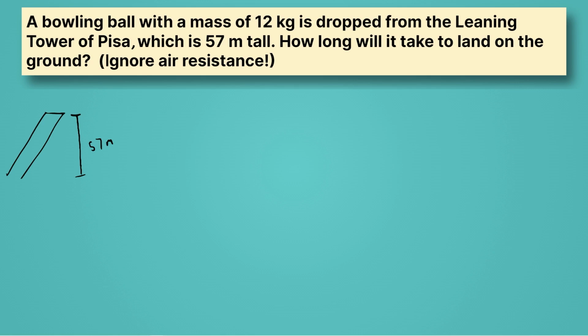Now, one key decision we have to make is where do we want to represent 0 height? So we could represent 0 height at the bottom of the tower. That would be totally fine. Or at the top of the tower. That's also totally fine. We're going to put 0 right here. So this is going to represent 0.